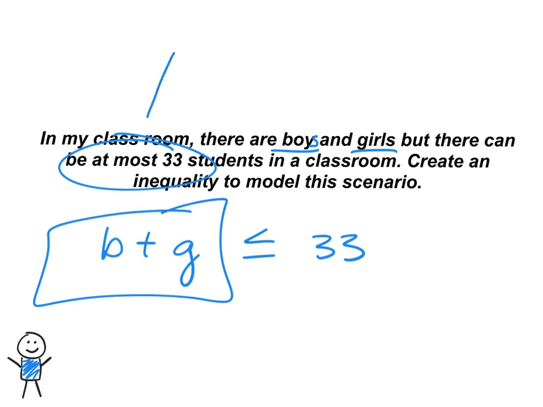So be careful when you see at most. Some of these words or phrases, you have to really think about what it's saying. The maximum amount, at most. So the greater than symbol, the inequality opens up towards the larger thing. 33 is the maximum, and the boys plus girls has to be 33 or less.